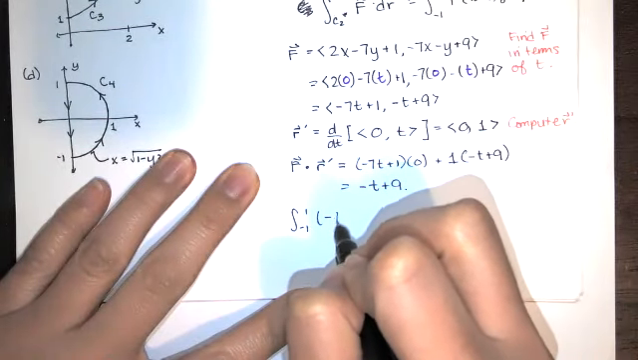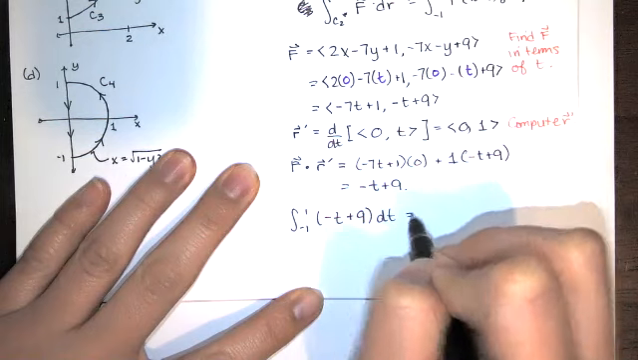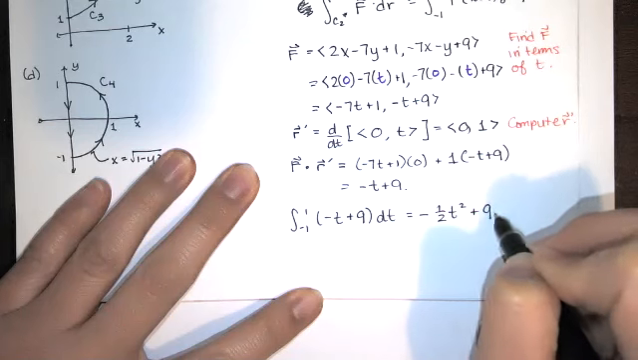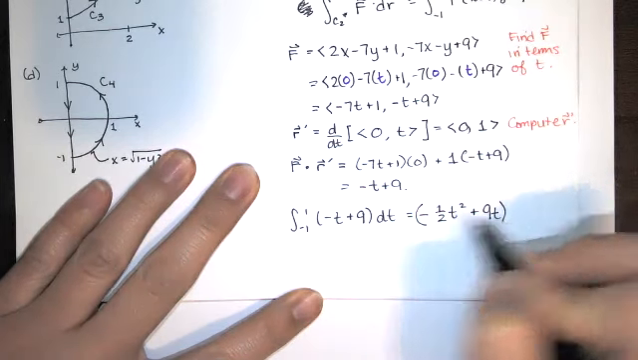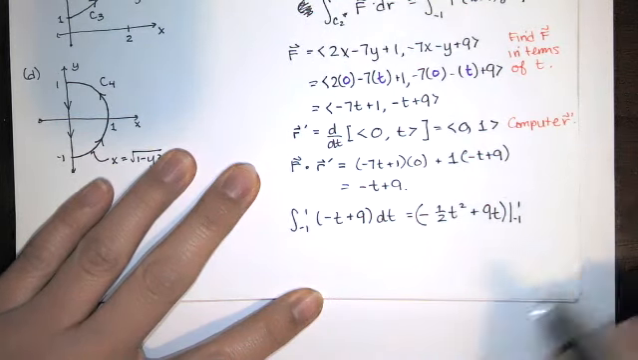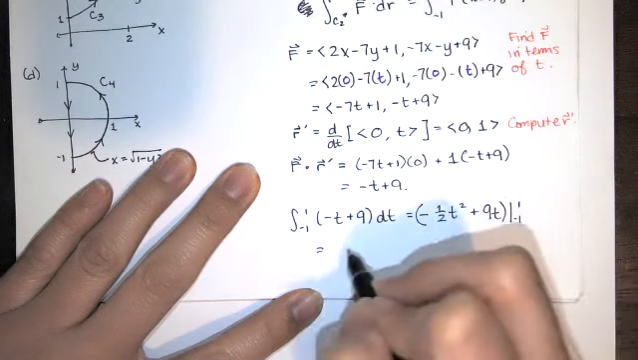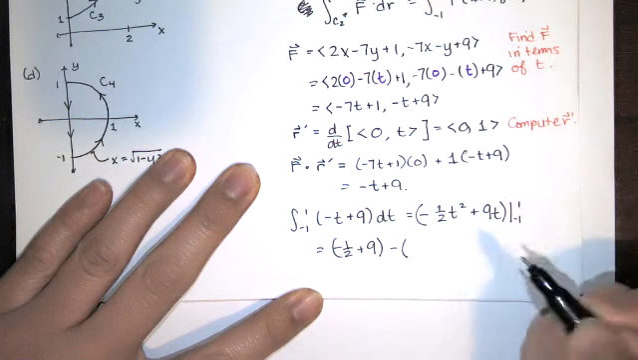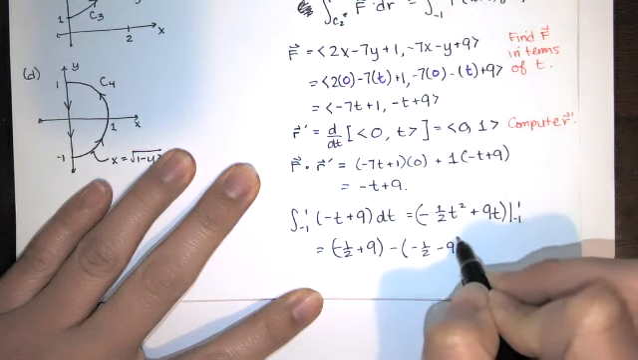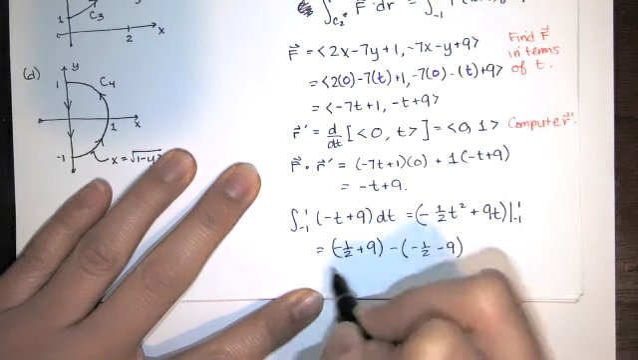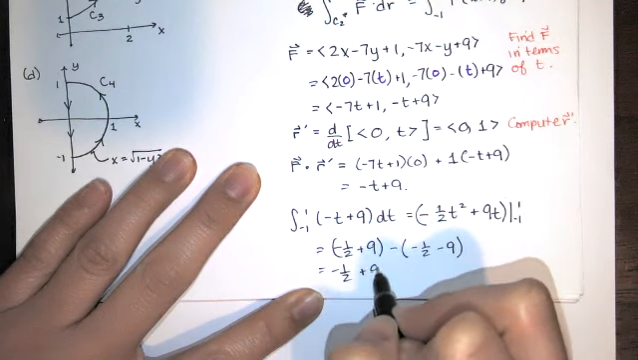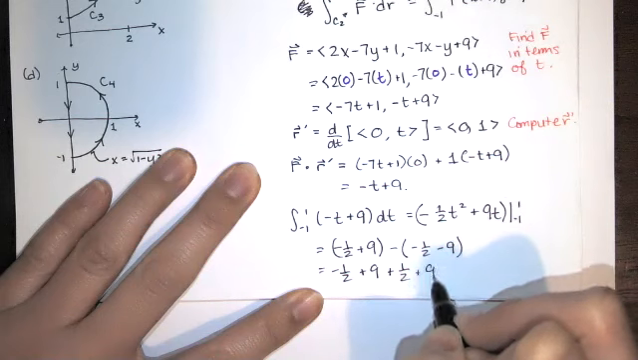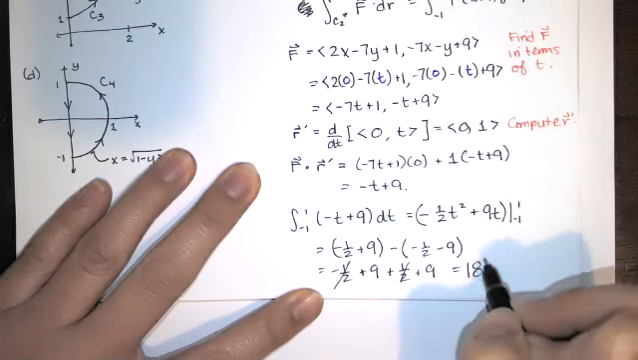So just evaluate this. Bring the -1 down, add 1 to the exponent, divide by the new exponent. Bring your 9 down, multiply by t. The antiderivative of a constant is your constant times your variable. Then you substitute in the bounds, -1 and 1. At t equals 1, we'll have -1/2 plus 9. At t equals -1, we'll have -1/2 minus 9. And if you distribute, you have -1/2 plus 9 minus a minus is going to be +1/2 minus a -9 is going to be +9. These guys reduce and you just get 18.